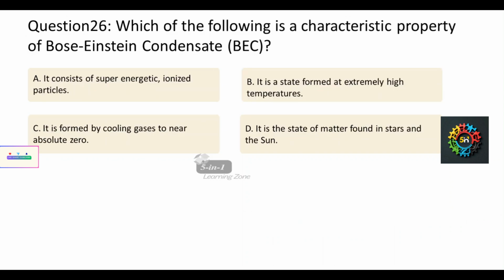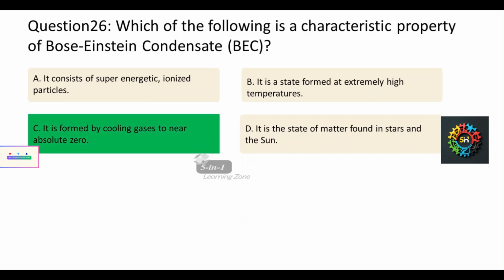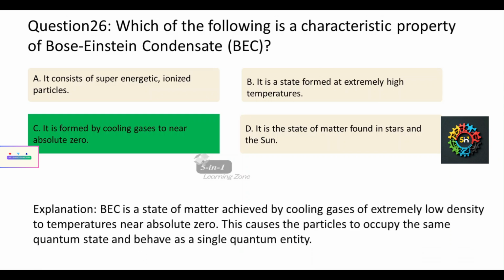Question 26. Which of the following is a characteristic property of Bose-Einstein condensate, BEC? Correct answer: C. It is formed by cooling gases to near absolute zero. Explanation: BEC is a state of matter achieved by cooling gases of extremely low density to temperatures near absolute zero. This causes the particles to occupy the same quantum state and behave as a single quantum entity.